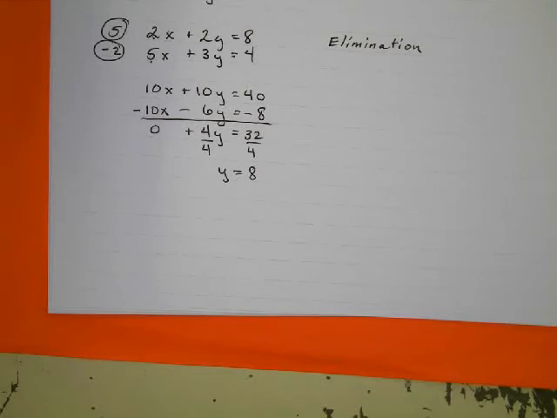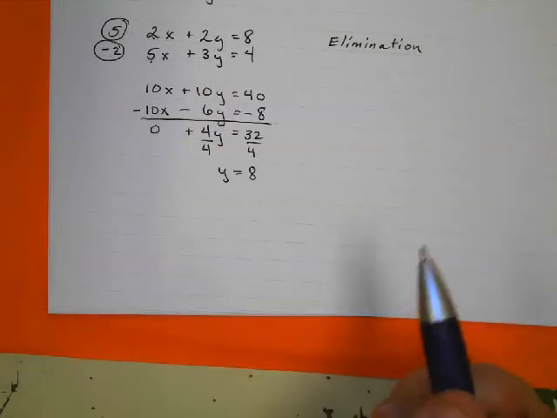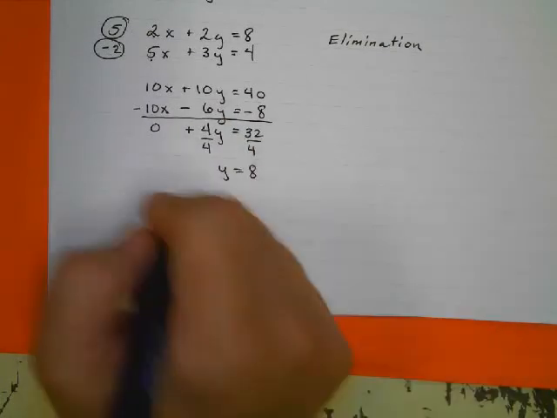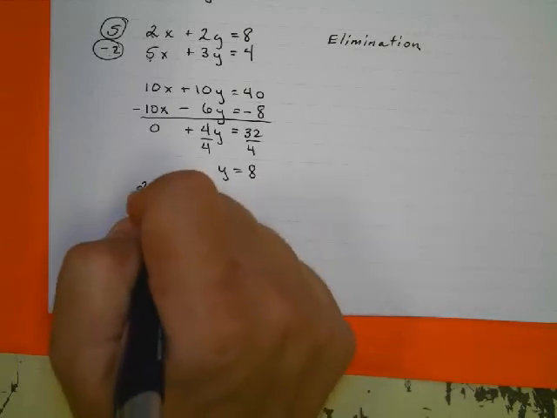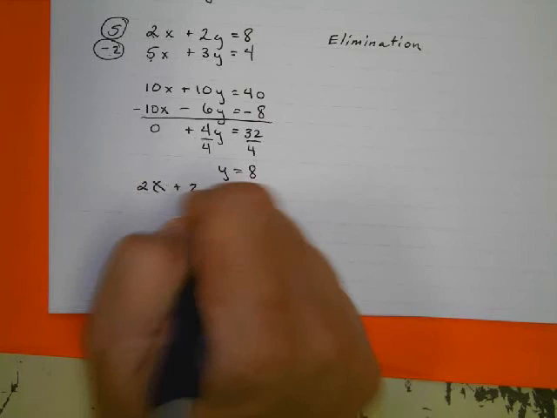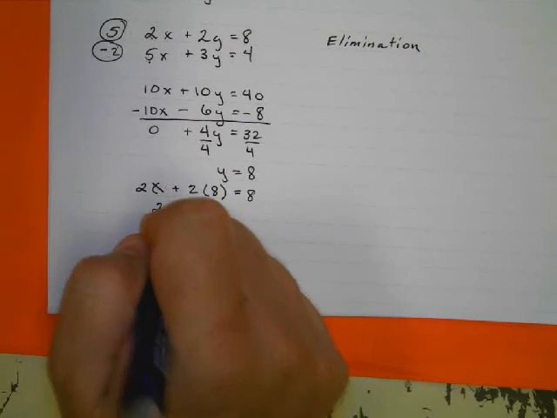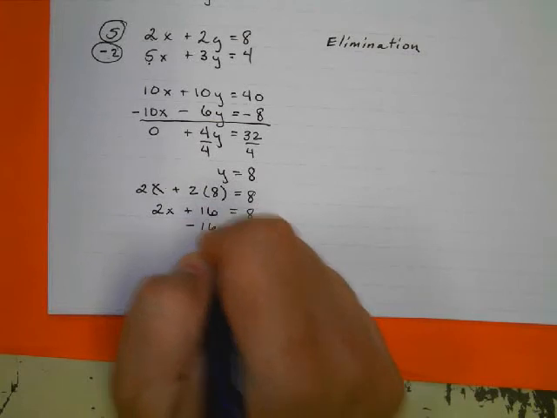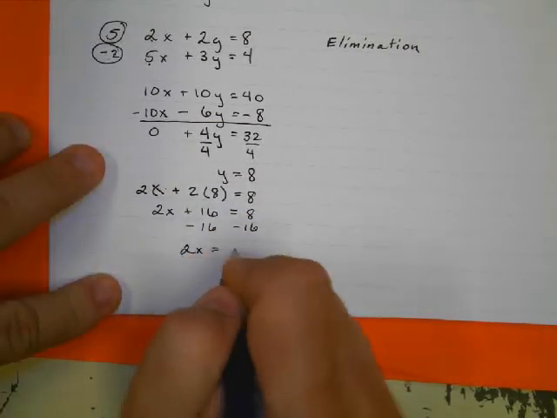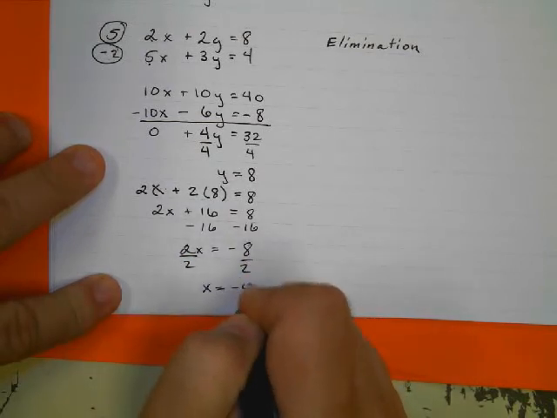At this point, we can go and substitute back in. Remember, you must substitute into one of the two original equations. You cannot substitute into something you changed. So 8 substituted back into 2 times x, but x is just what we're looking for, plus 2 times y, but we know that y is 8, equals 8. So 2x plus 16 equals 8. Subtract 16 from both sides. 2x equals -8. Divide both sides by 2, and x equals -4.